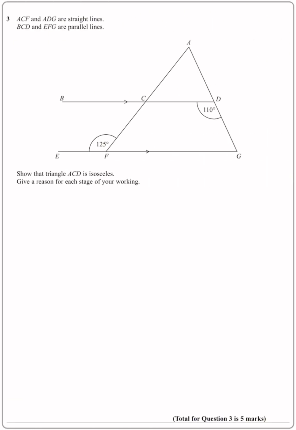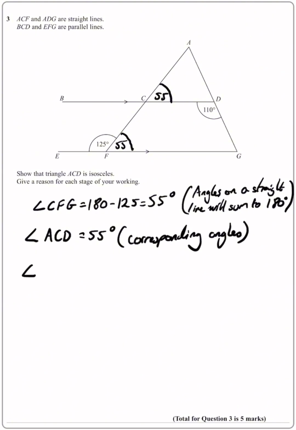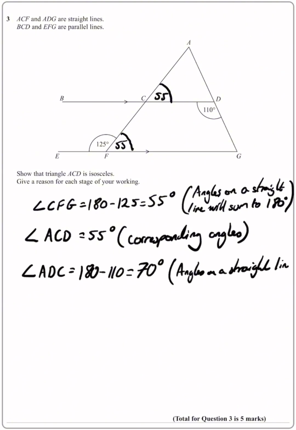Question number 3. The question asks us to give a reason for each stage of our working. So angle CFG is 55 degrees because angles on a straight line will sum to 180 degrees. Angle ACD is 55, that's corresponding angles. Angle ADC is 70 degrees because angles on a straight line will sum to 180.